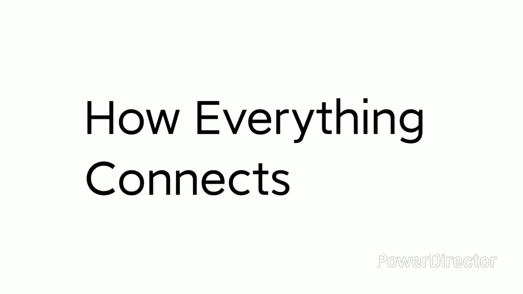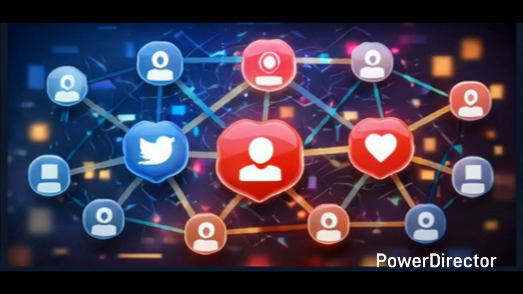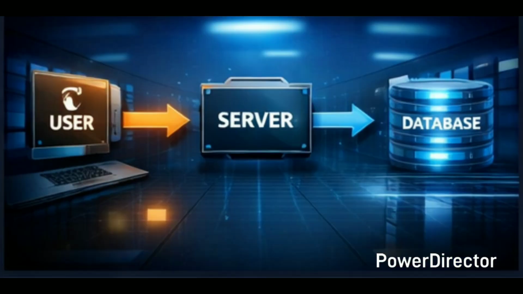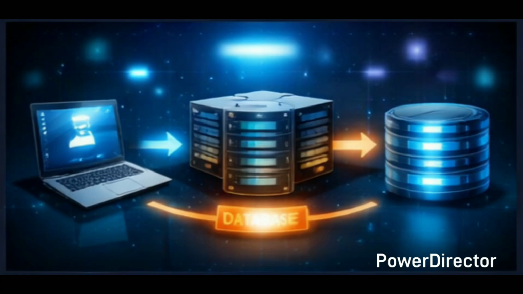Let's connect everything. You are connected to the browser. From the browser, it sends your data to the server. From the server, it sends it to the database. Then everything reverses for you to get back the information. From the database, it goes to the server. From the server to the browser, and from the browser to you. This loop happens every single time you interact online.